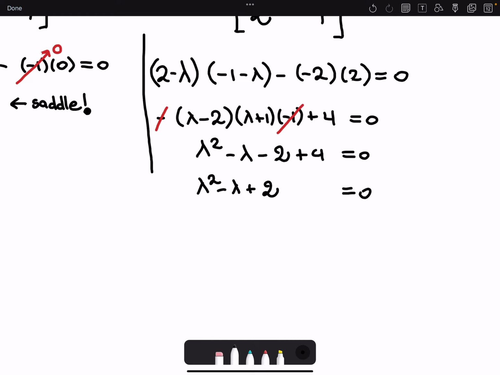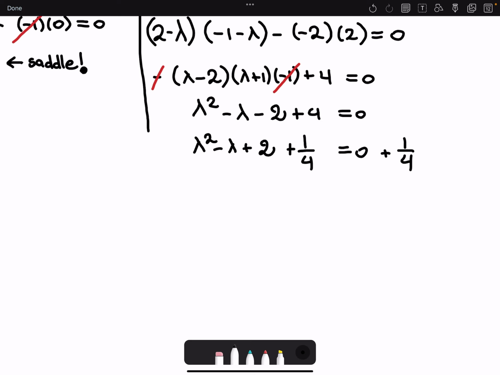Let's try and complete the square. So we're going to have 1 over 4. So, hold on. So this is 1. We need to divide that and then square it. So we get 1/2, or negative 1/2 squared. That is plus 1/4. But you can't just do that to one side of the equation. You have to do it to both. Now let's bring that 2 on the other side. And this can be factored as lambda minus 1/2 squared equals minus 2 plus 1 over 4.